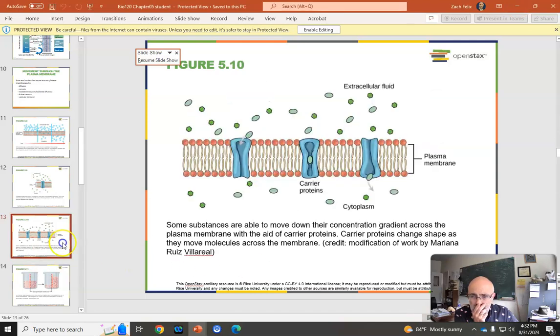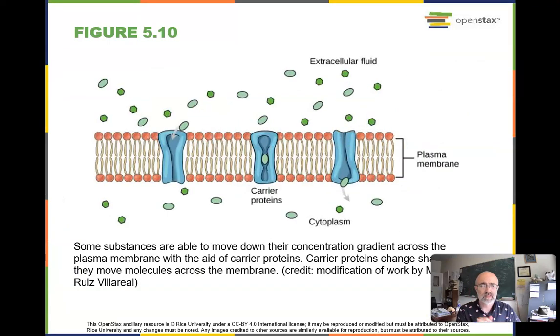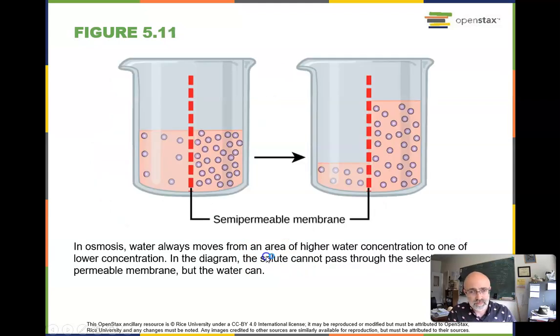Okay, so we have it here. This is a form of passive transport. Again, we don't see this molecule called ATP. We don't see any energy being expended here. And we see molecules moving on down the concentration gradient.